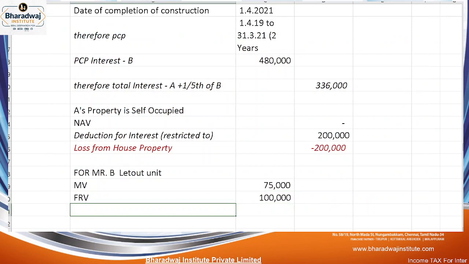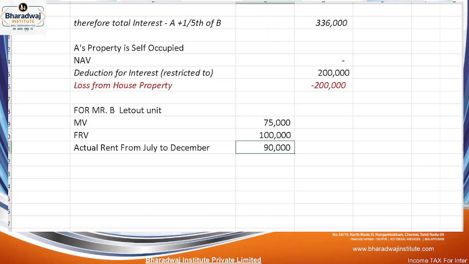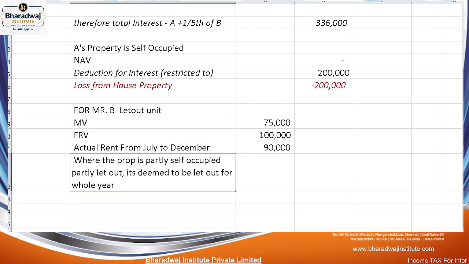Then actual rent alone will be taken for the let out period. Once again, this is for the let out portion, first floor. Municipal rental value, fair rental value will be taken for the whole period, because the property is not vacant. After December, it is not vacant. It is also self-occupied. So actual rent for the let out period, 9 months, sorry, 6 months into 15,000, 90,000, whichever is higher will become gross annual value.